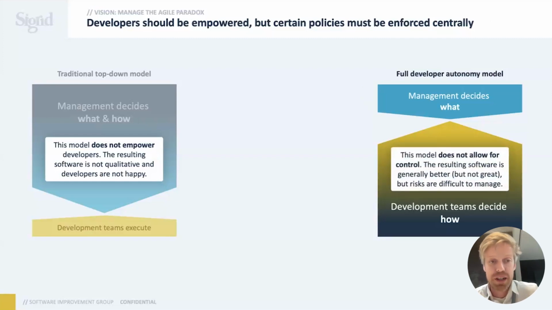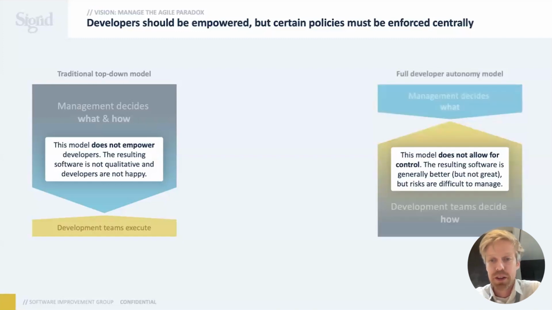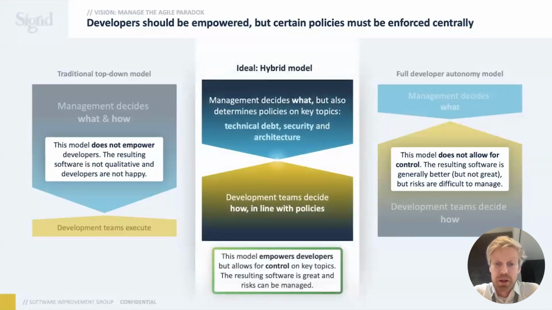So on the left-hand side, you think you have control. On the right-hand side, you clearly don't. Both are not perfect, both are not ideal in a situation like this. So this is where the middle comes in. This is where Sigrid comes in as the software assurance platform to support you in objective measurements: objectively deciding what is technical debt, what the security of your application is, and how the architecture of your application looks. And then you leave it up to the developers how they are going to implement it.